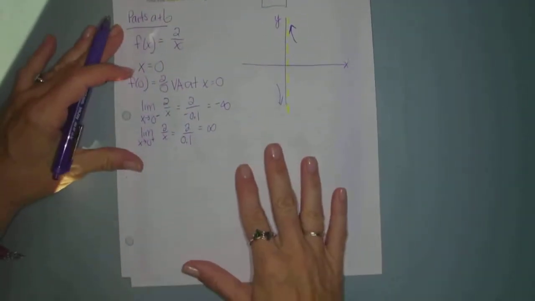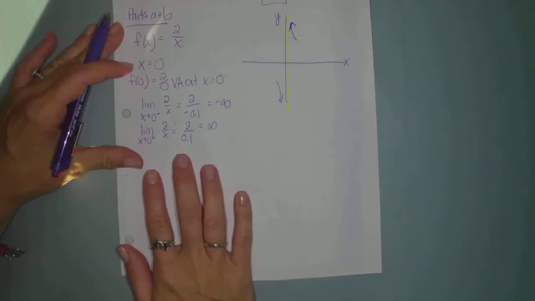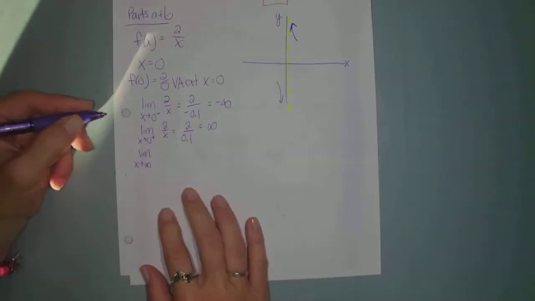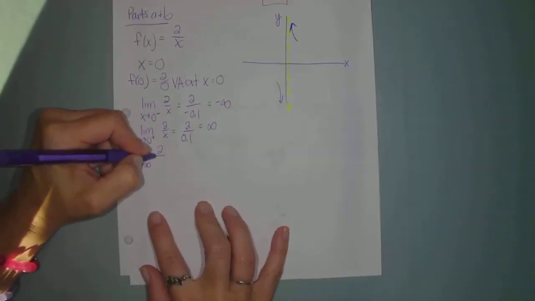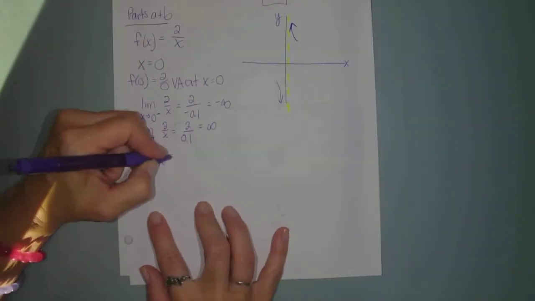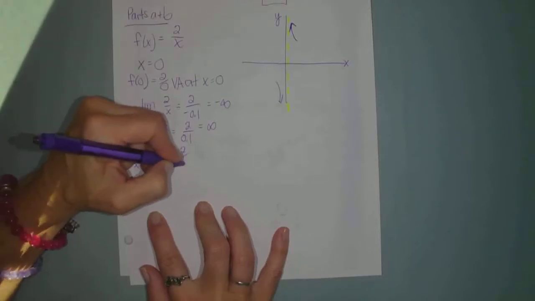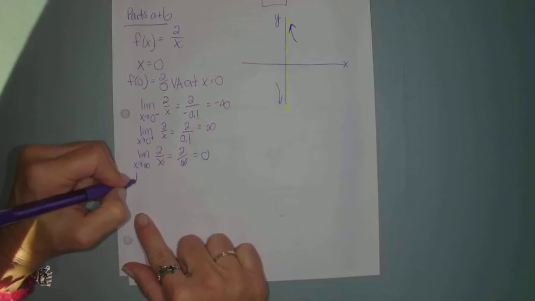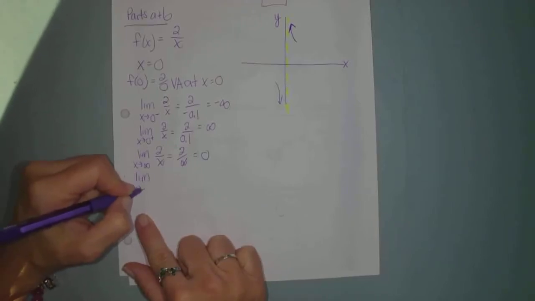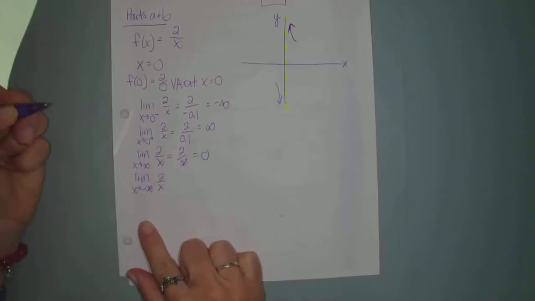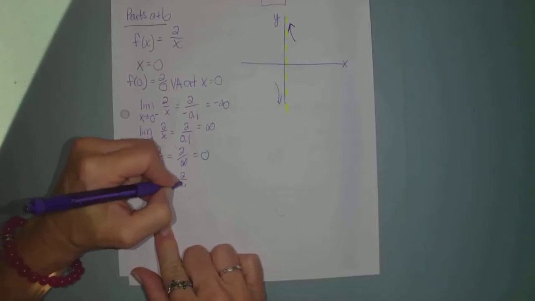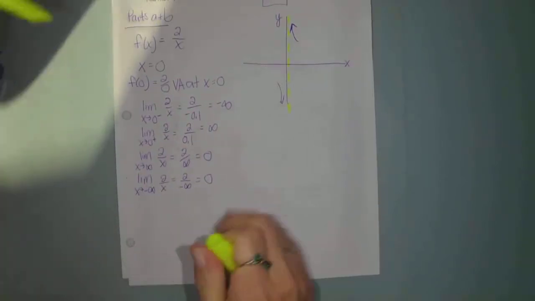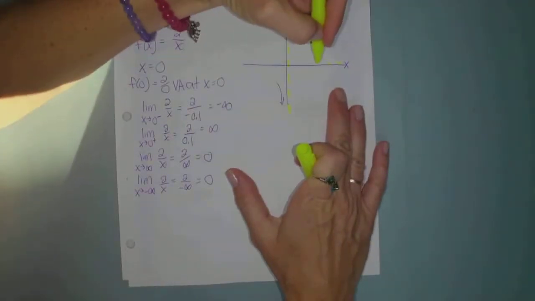Okay, what else can I find? Well, I can find horizontal asymptotes by evaluating the limit as x approaches infinity. Well, the limit as x approaches infinity of 2 over x, if I plug it in, is just 2 over infinity, which we know goes to 0. And if I do the limit as x approaches -infinity of 2 over x, I have 2 over -infinity, which also heads towards 0. So I have a horizontal asymptote here at y equals 0.